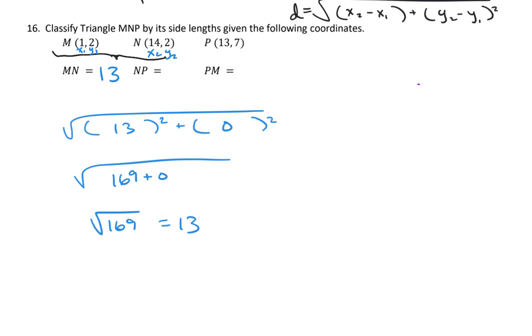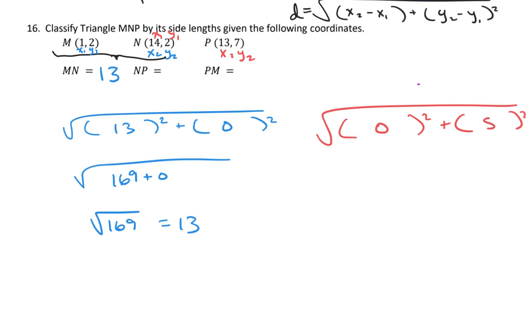Now I can find the length of NP. I'll call this x1, y1, x2, y2. I'll do the same thing: the difference of my x's plus the difference of my y's. x2 minus x1, so 13 minus 13 is 0. y2 minus y1, so it's 7 minus 2, which is 5. So it's 0 squared plus 5 squared. That's just the square root of 25, which is just 5. So NP is 5. Then lastly, I'm not going to do this, but you could do it.